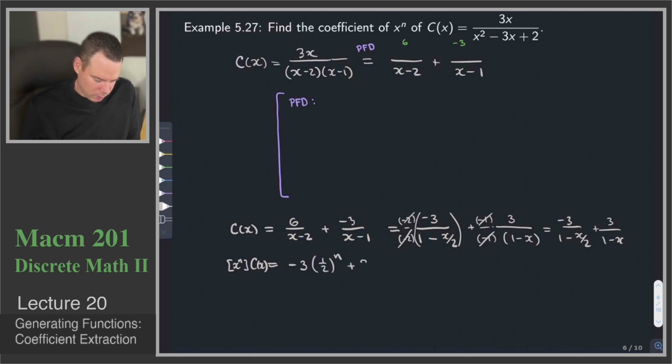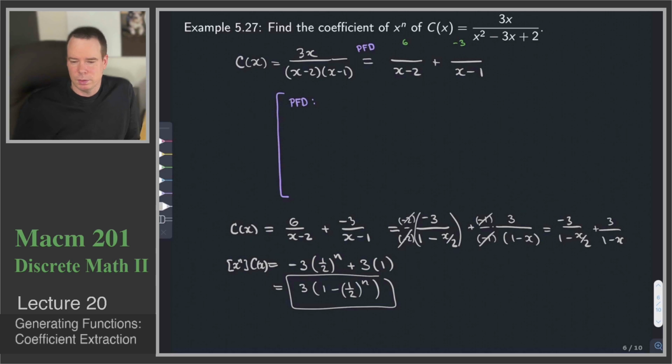And then for the next one, 1 over 1 minus x. I've got the 3 out front already. 1 over 1 minus x. That nth coefficient of that is 1. So maybe I'll just put it there just so we can see. And so what we have is that this works out to be 3 times 1 minus 1 over 2 to the n. And so there is our nth coefficient.